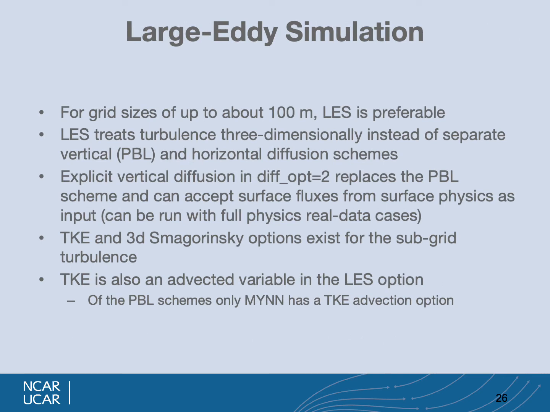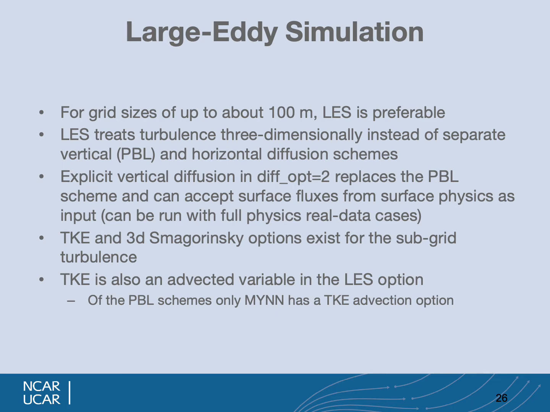Large-Eddy Simulation is what I'll spend some time on here. For grid sizes up to 100 meters, Large-Eddy Simulation is preferable as opposed to using a PBL scheme. LES treats turbulence three-dimensionally instead of separate vertical and horizontal diffusion schemes. Explicit vertical diffusion in Diffopt equals 2 replaces the PBL scheme and can accept surface fluxes from the surface physics as input. So you can run a LES option with the full physics, including a land model.